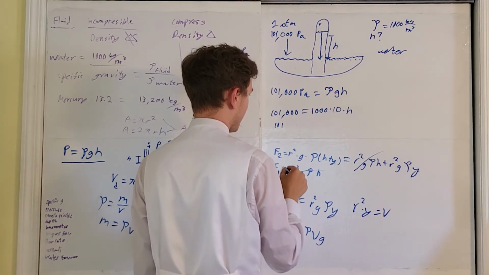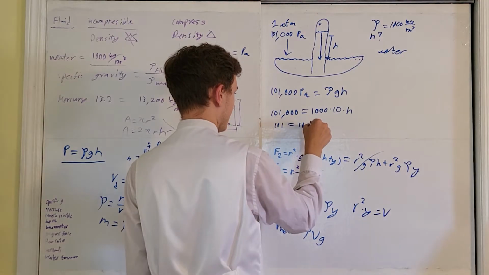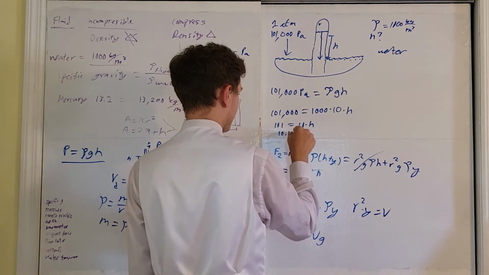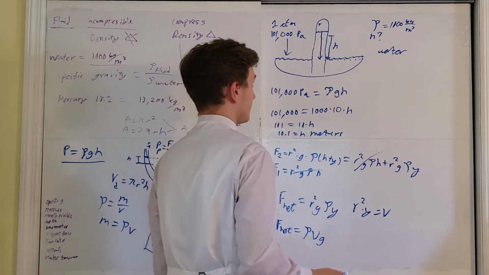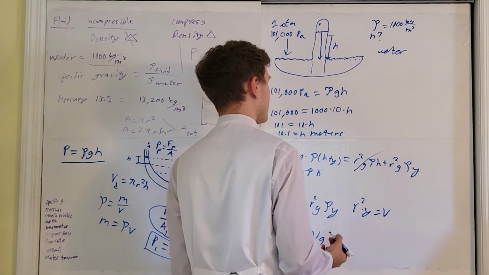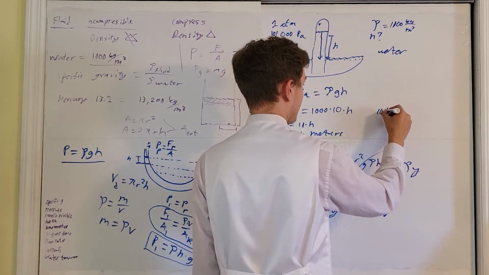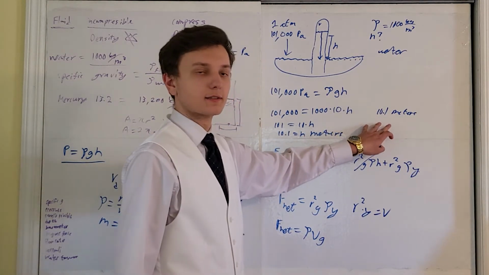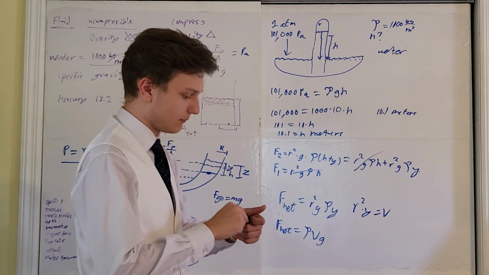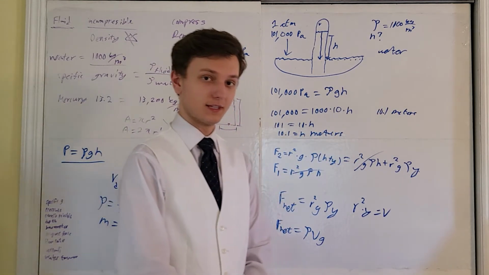101,000 divided by 1,000 equals 101 equals 10h. So therefore 10.1 is our height in meters. And our answer would be that the height of the water in the barometer would be 10.1 meters. Now, that's correct. We did the problem correctly, but let's take a moment back and consider the practicality of this.